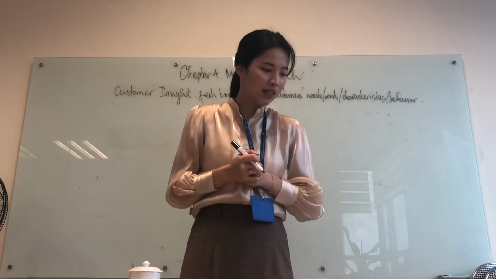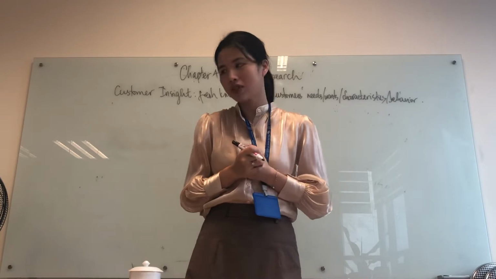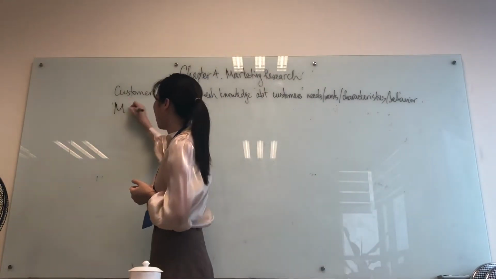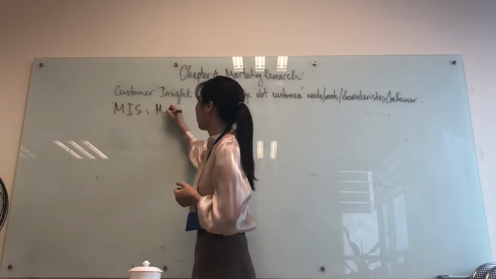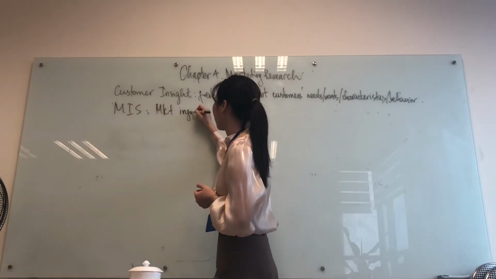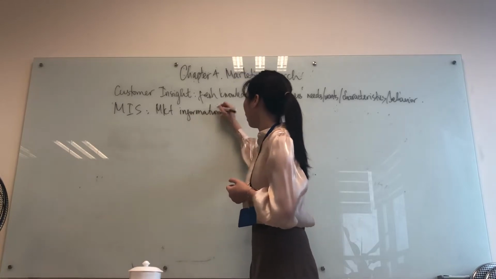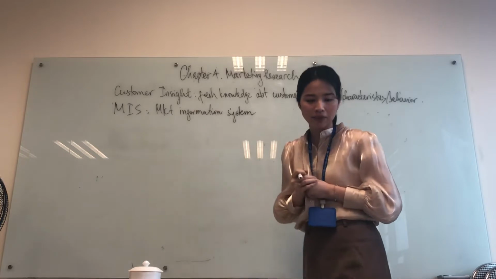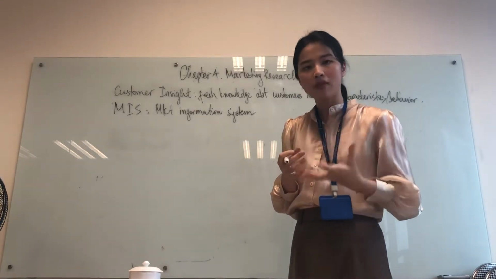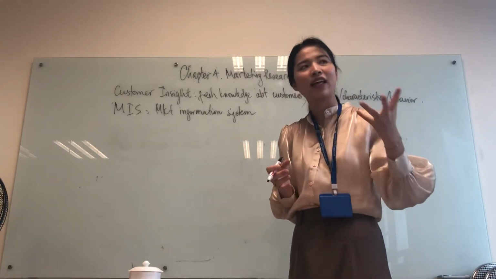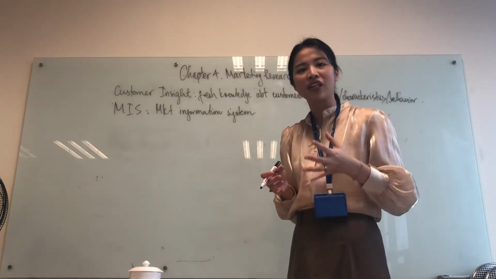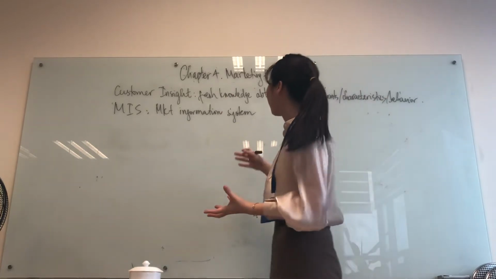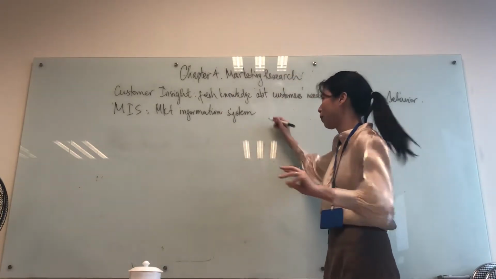Okay? All right. So in marketing research, now what do we do here? In marketing, we have something called the MIS, which is the Marketing Information System. Now, the marketing information system helps the marketers find, analyze, and report the needed information in the most systematic way. So the marketing information system has 3 main jobs.